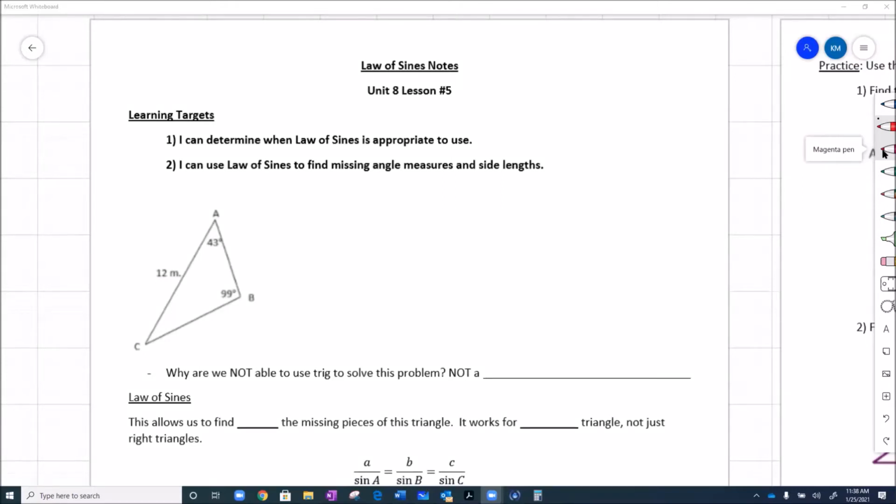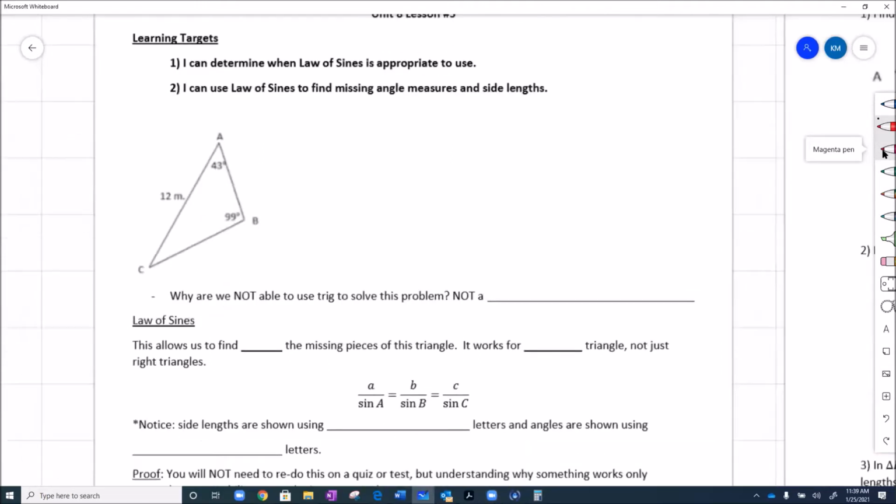And today we're going to look at law of sines notes. At the end of this video, you should be able to determine when law of sines is appropriate to use. And you should be able to use law of sines to find missing angle measures and side lengths.